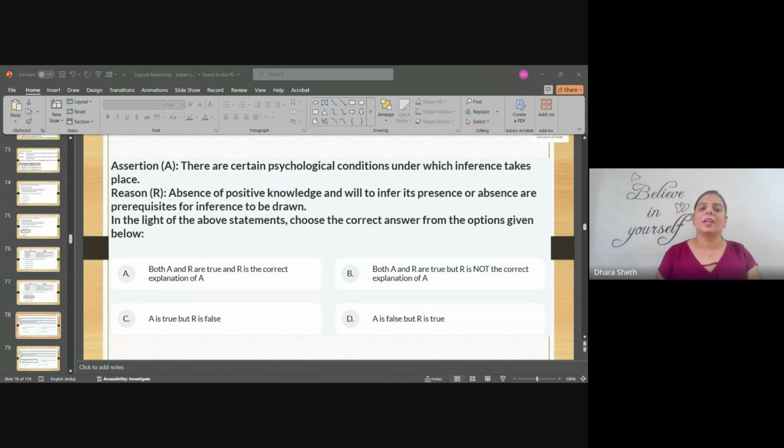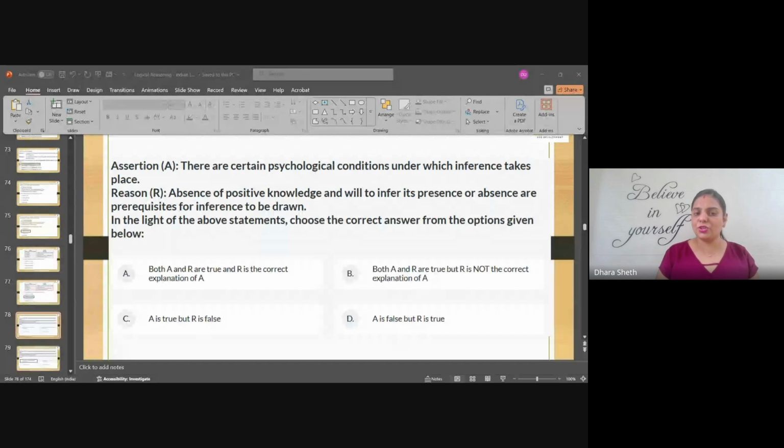True. Okay. So now the reason: absence of positive knowledge. Positive knowledge is not there. And will to infer, a desire to do the inference. So there is no positive knowledge, but there is a desire to understand and learn and infer. Its presence or absence are prerequisites for the inference to be drawn.